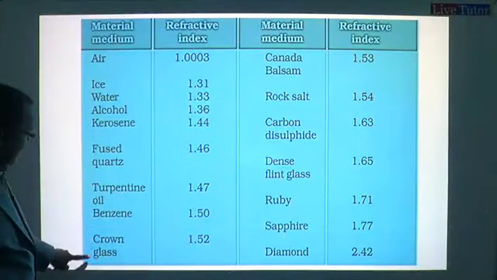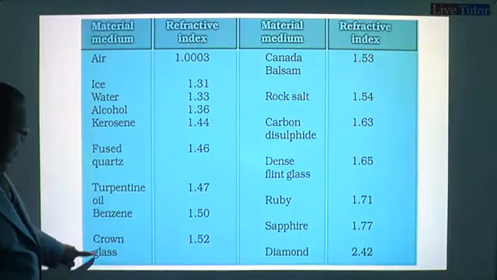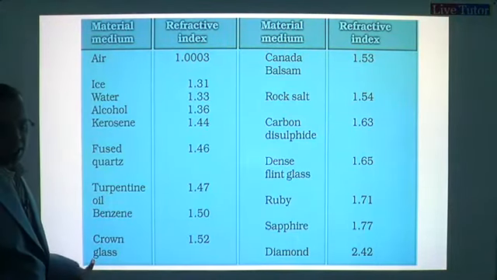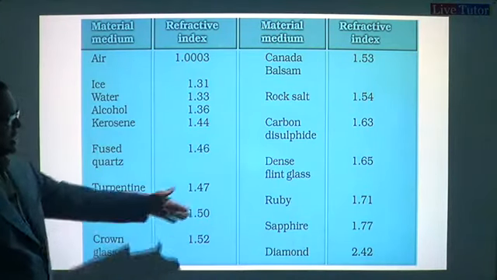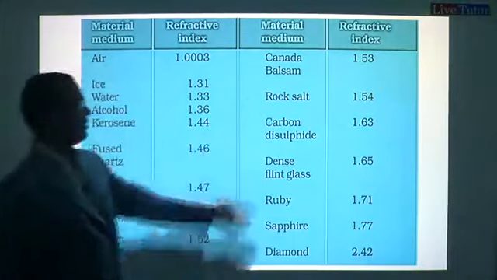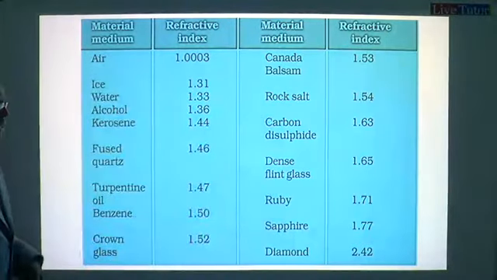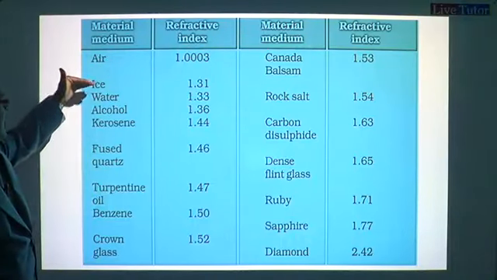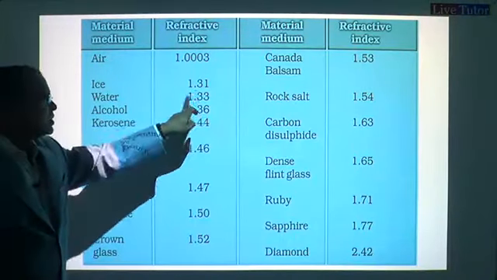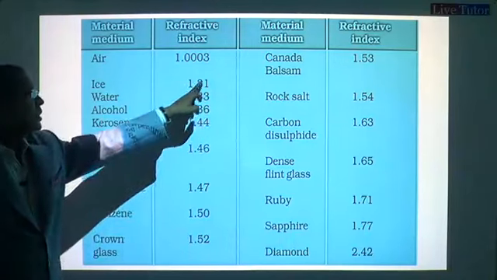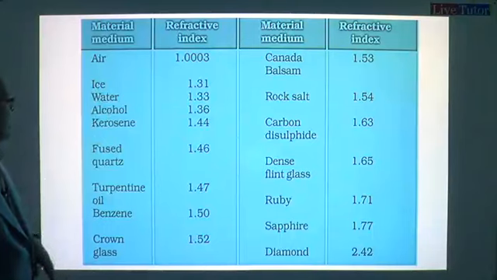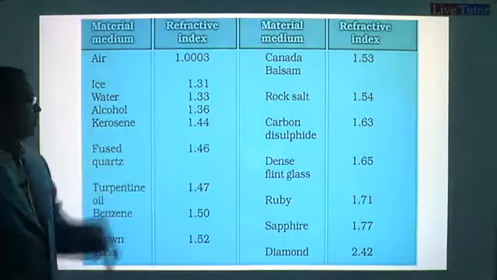For example, the crown glass here. The crown glass is the one which is used for making prisms, glass prisms, which we use in the school laboratory. So all these things are only for reference. You need not memorize at all. Just remember air, and if at all ice, because ice is very close. It is 1.33, 1.31. These two you can compare. And kerosene also, 1.44.